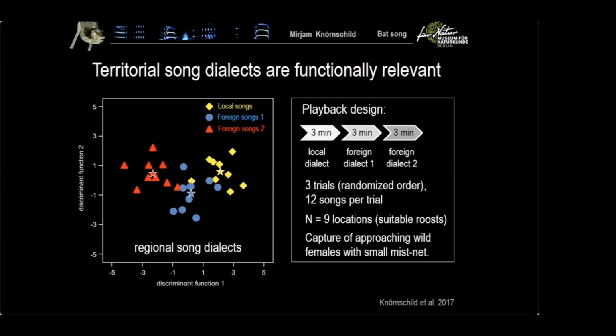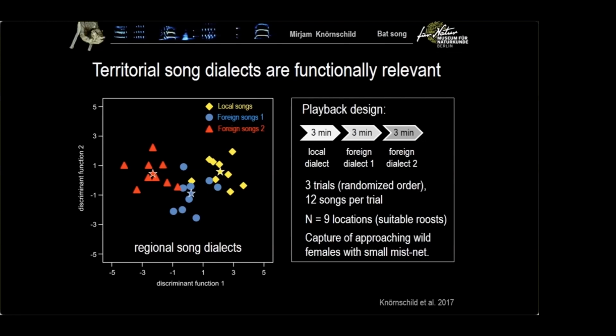So what you see here on the left-hand side is a visual representation of how different song dialects between different regions actually are. You see three colors: the local songs, from the population in which we did the playback experiments, and two different foreign songs. In this discriminant function signal space, spatial proximity is a proxy for acoustic similarity, meaning the tighter points cluster together, the more acoustically similar they are compared to other points. You see that these three colors representing three different populations cluster fairly well, even though there is some overlap. So we can say that, statistically speaking, they're regional song dialects.